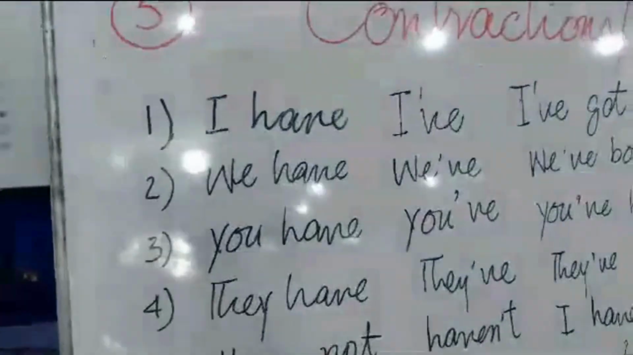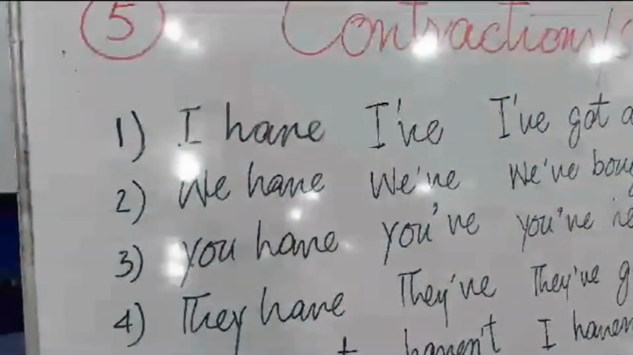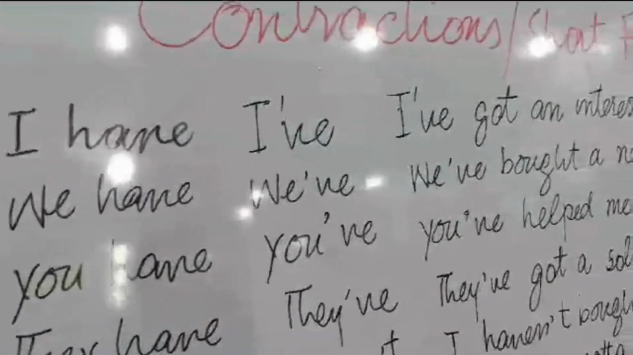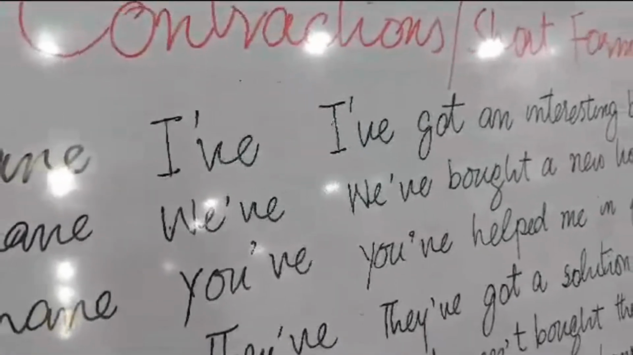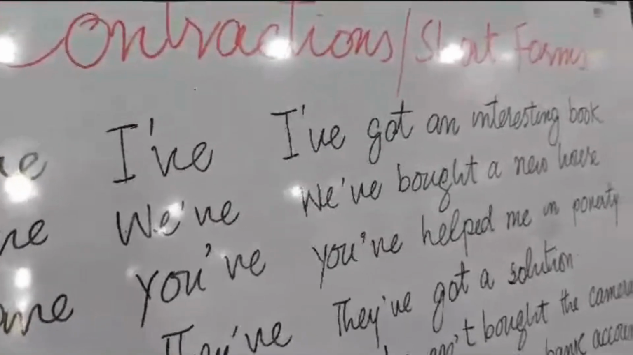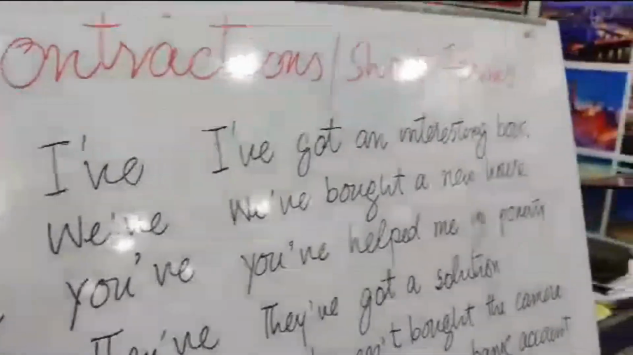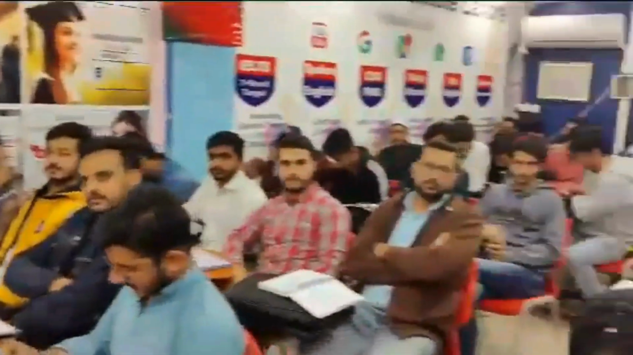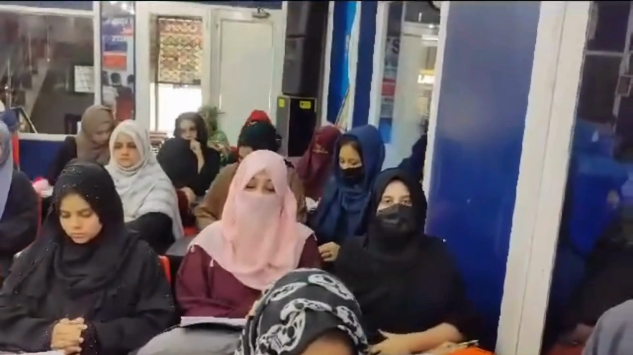Excellent sentences. Now, the second contraction is we have, we've. We bought a new house. Here I gave you an example of perfect tense: we have bought a new house. And from your side, both examples will come: one from possession, the other one from perfect tense.